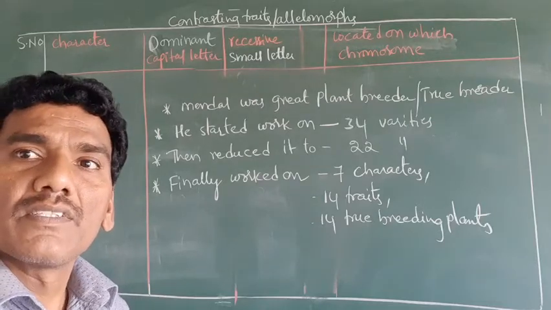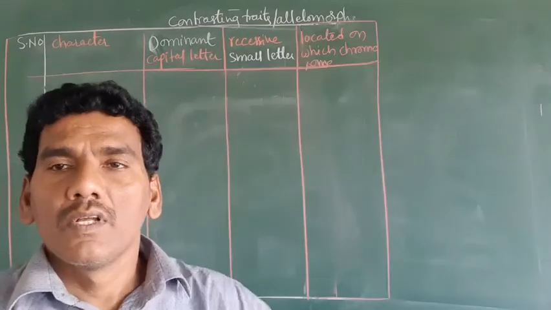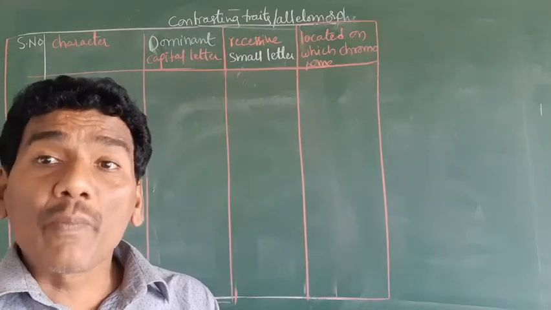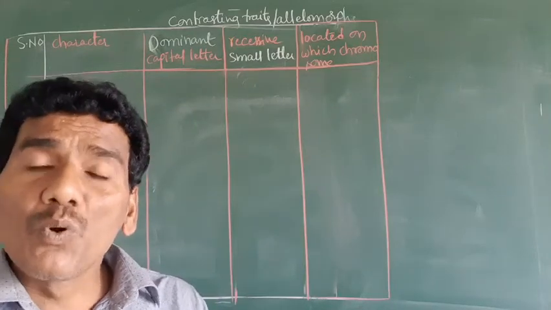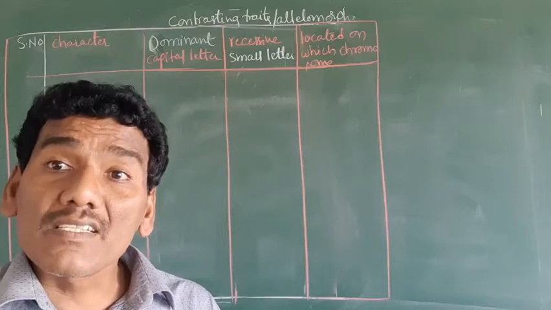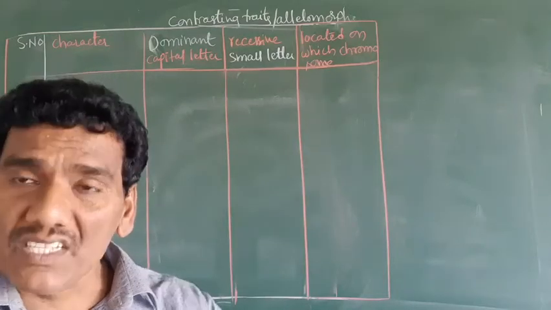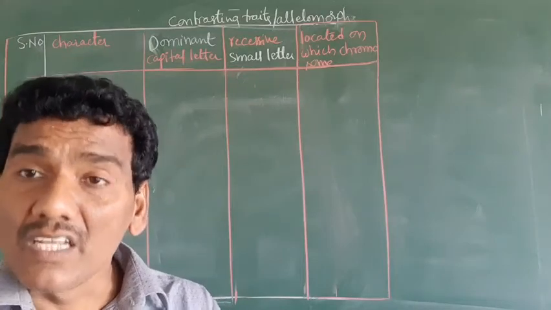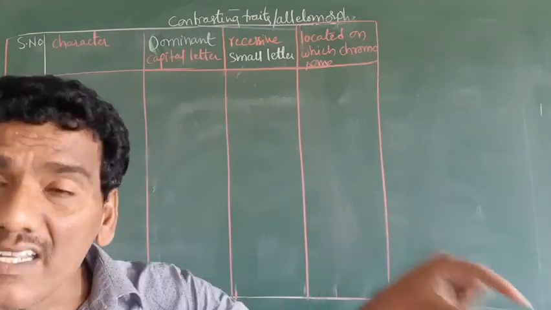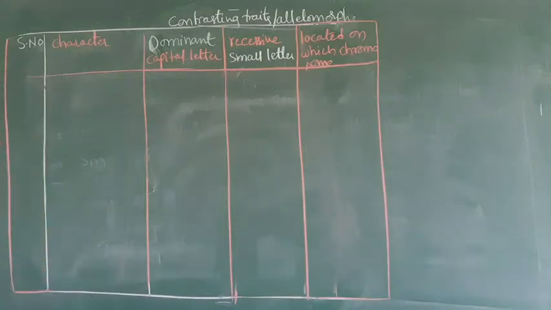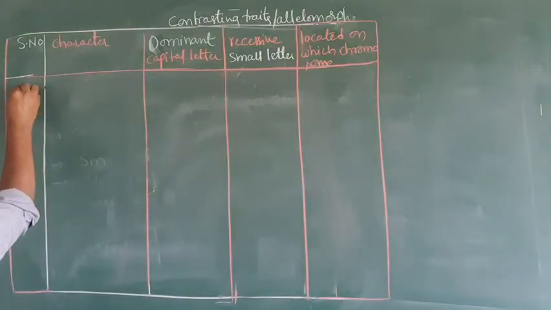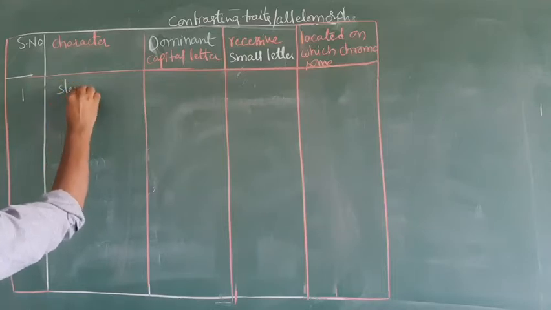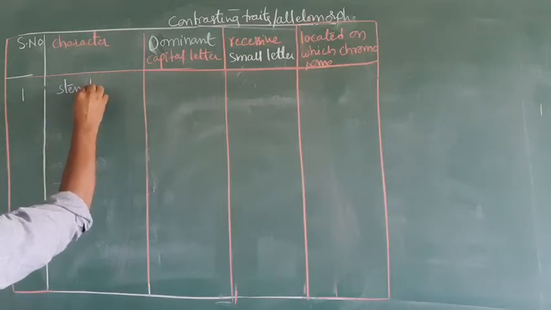Next one. Mendel selected 14 true breeding plant varieties. Those 14 true breeding plant varieties are present in the form of pairs. How are those characters present in the form of pairs? In this table, you can clearly see the pairs. First of all, serial number 1: stem height. The character is stem height.